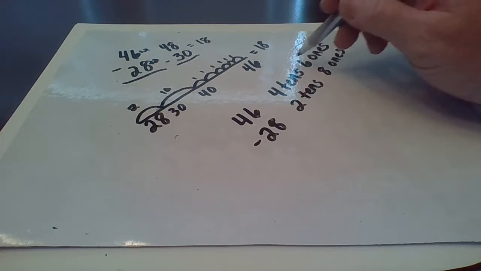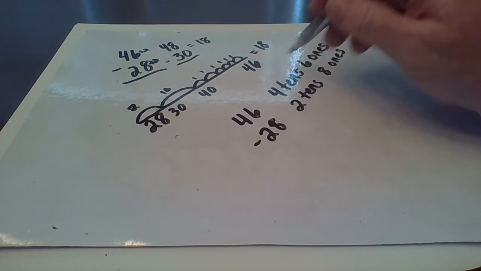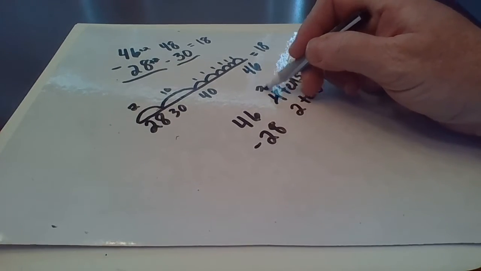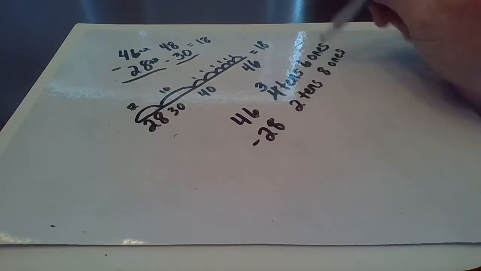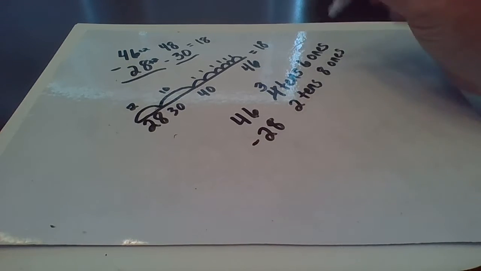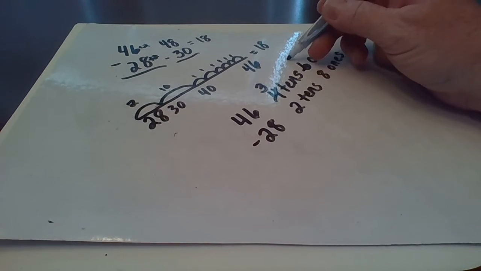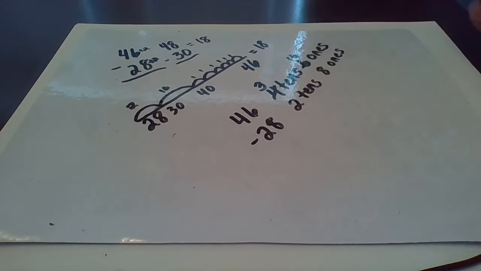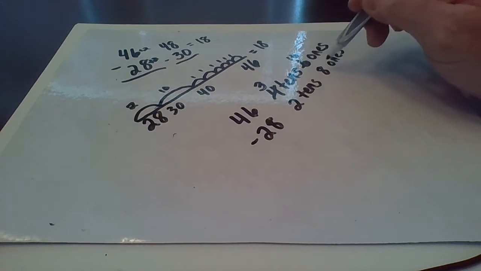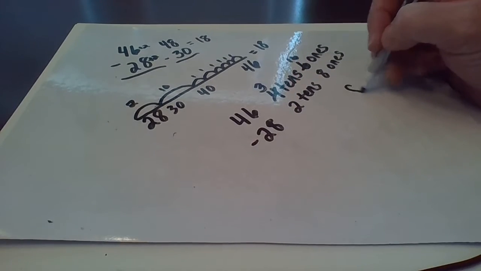So I know that I have to borrow one of those 10s and regroup it over here. So if I take a 10 out of here, that would leave me with 3 tens. I add my 10 as 1s, so 10 ones back to here. 6 plus 10 would be 16 ones now. Now I can do something with that. So let's see what that would look like. 16 minus 8, I know my doubles, and I know 8 and 8 is 16. So 16 minus 8 would be 8 ones.